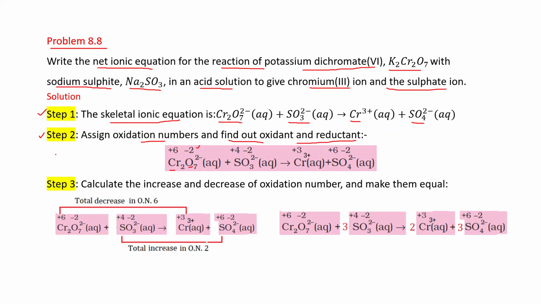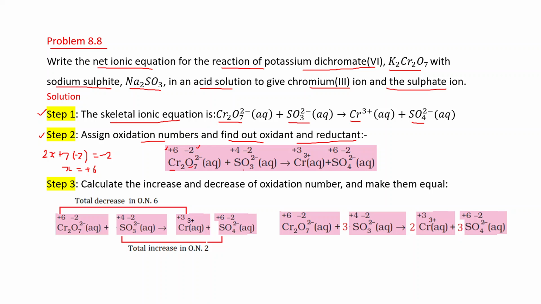In this way, there are 2 atoms of chromium, and assume that the oxidation number of each chromium atom is X. Then 2X plus 7 oxygen atoms, each oxygen atom having oxidation number of -2, is equal to the charge on this dichromate ion, that is -2. If we solve it and find the value of X, it will come +6. So the oxidation number of each chromium atom in Cr2O7 2 minus is +6.